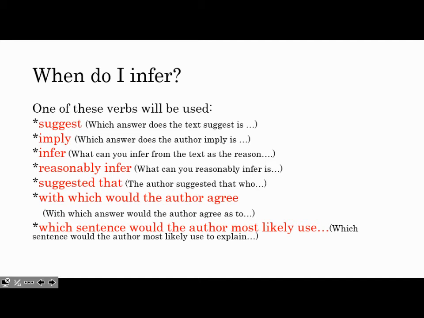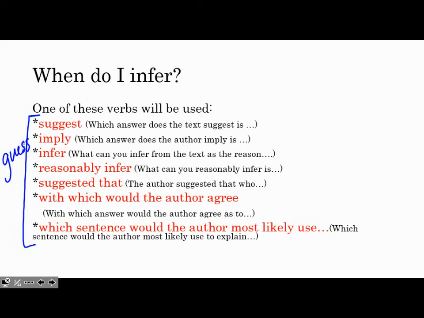First thing we want to talk about is the time that we actually infer. Any of the words that you see in red here are verbs, so they are action words that are going to tell you what you should be doing. Anytime you see these words, what the question is really asking you to do is infer. A lot of times when we read test questions, they're designed to trick you. So whenever we see these, all that they're asking us to do is make a guess. They're asking us to guess about the information presented.